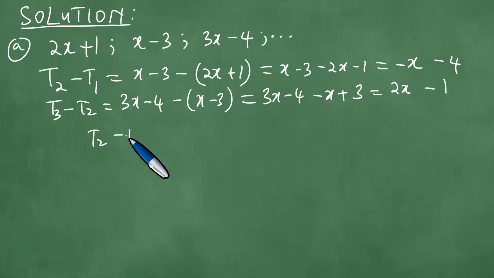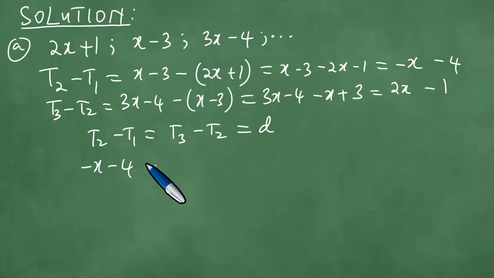Okay, T2 minus T1 must be equal to T3 minus T2. Because it is arithmetic, we know that T2 minus T1 must be equal to T3 minus T2, and this is equal to the common difference. Right, so what is T2 minus T1? It is minus x minus 4. What is T3 minus T2? It's 2x minus 1.